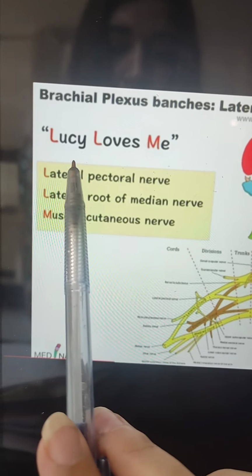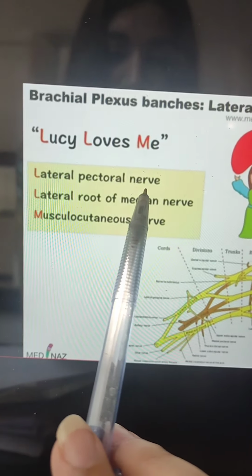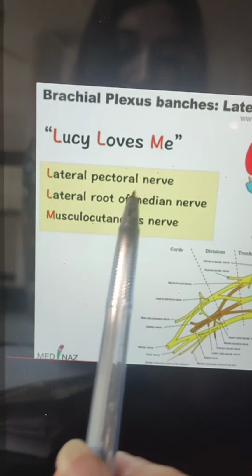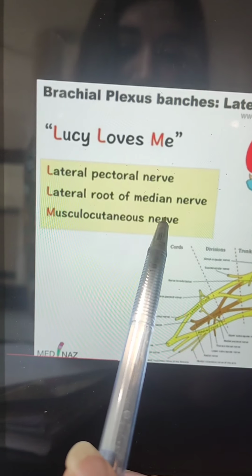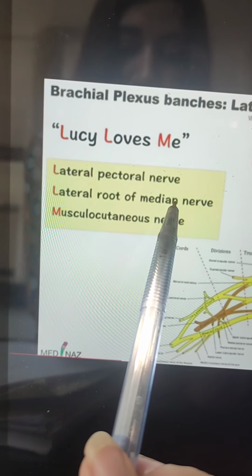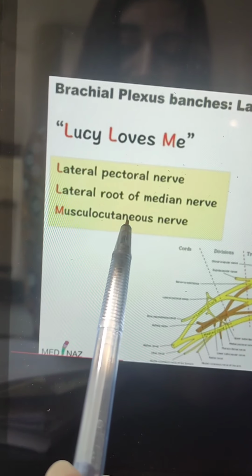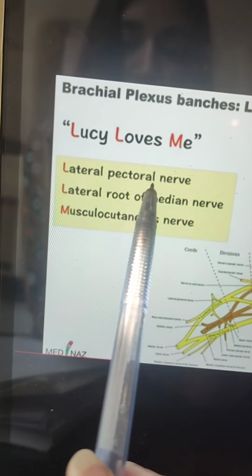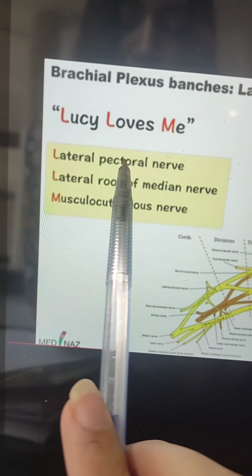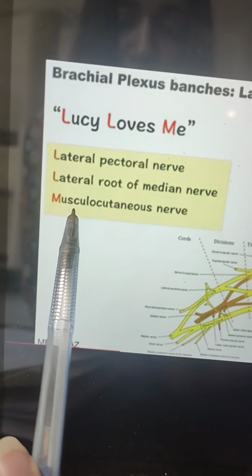Lucy loves me. So L starts with the lateral pectoral nerve, loves is the lateral root of the median nerve, and me is going to be the musculocutaneous nerve. So Lucy loves me: lateral pectoral nerve, lateral root of median nerve, and then musculocutaneous nerve. You can also remember it like lovely people. You will remember lateral pectoral loves me.